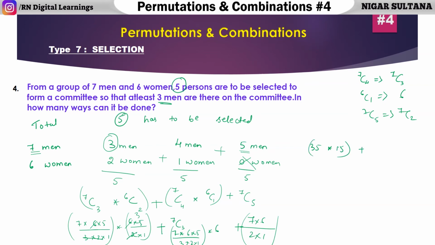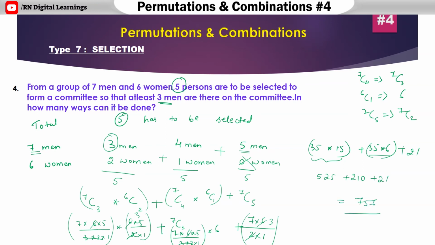plus, now what is the value of this? This part and this part get cancelled. 7 into 5 is 35 again, into 6 as it is, plus 1s are 3s are 7, 3s are 21. Now let's multiply this. If you multiply 35 into 15, we get 525, plus 35 into 6 is 210, plus 21. So what is the value? 756.